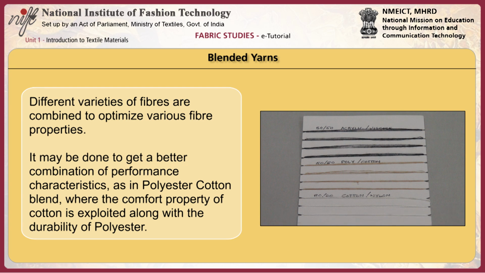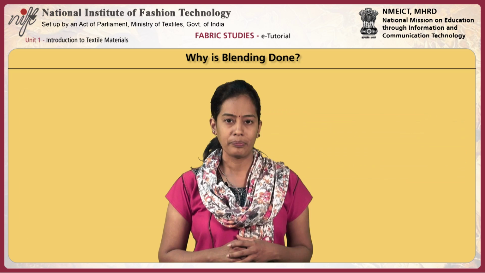Yarns made of two or more varieties of fibers are called blended yarns. It may be done to get a better combination of performance characteristics, as in polyester cotton blend, where the comfort property of cotton is exploited along with the durability of polyester.